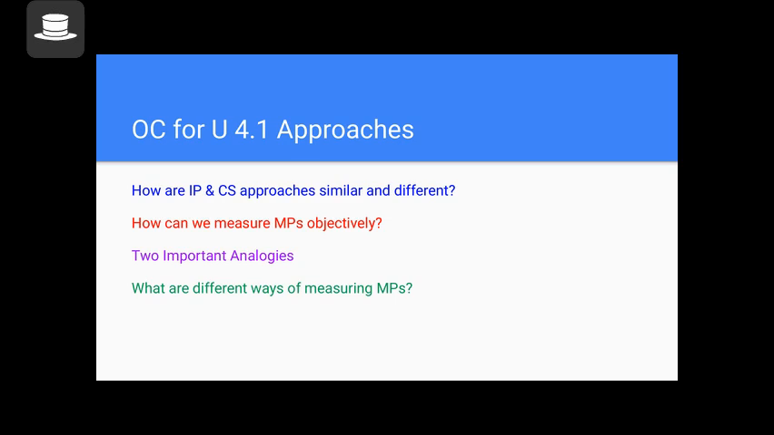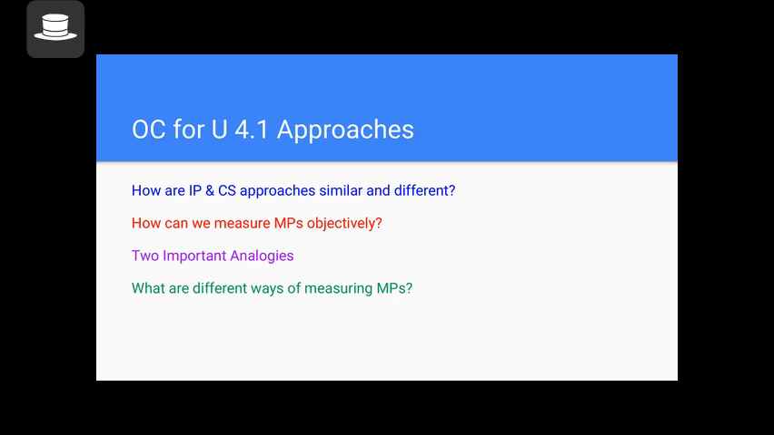So what we'll do in this video is, these are the outcomes for this part 1, 4.1, which is again divided into two videos, A and B. In this particular video, these are the questions we'll answer, or the outcomes we'll look at. Number one, how are the information processing and cognitive science approaches similar and different? Then we'll talk about how can we measure the mental process objectively, because we can't see them.